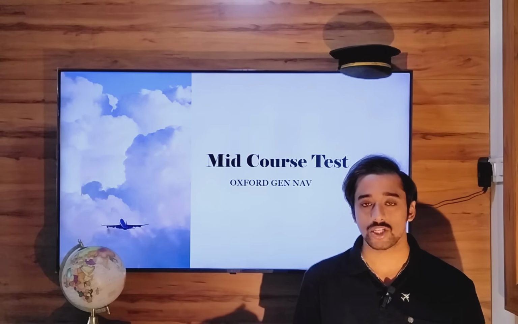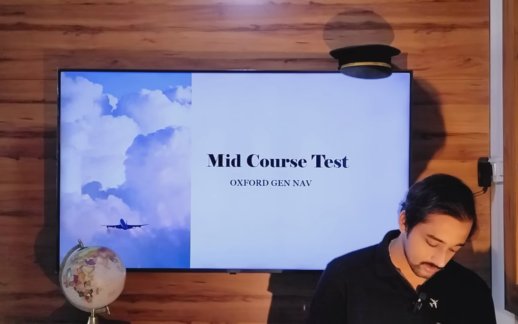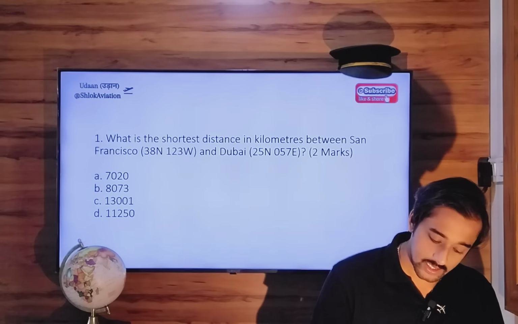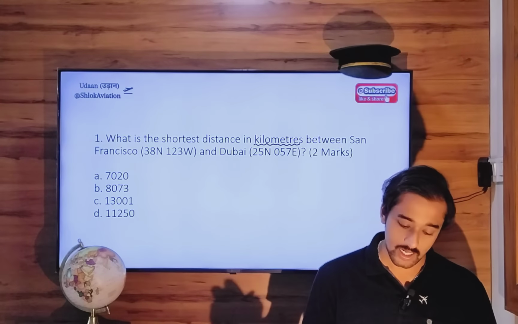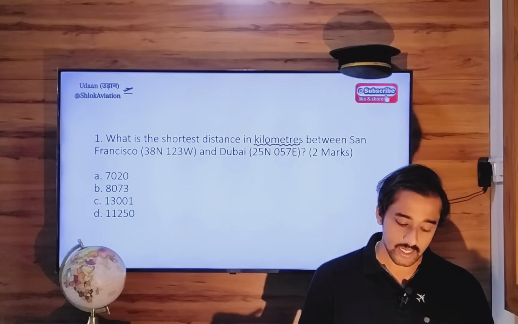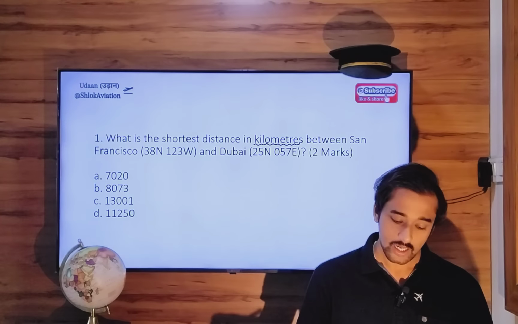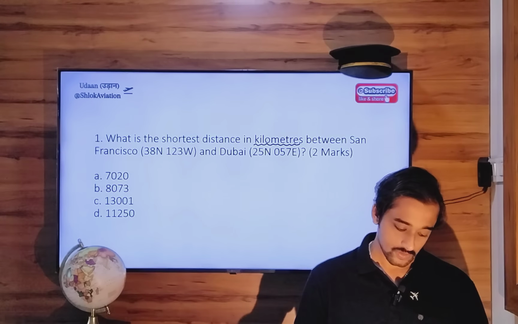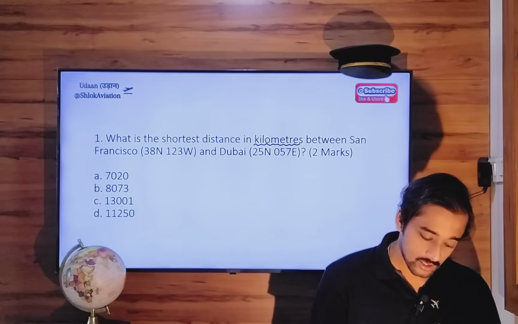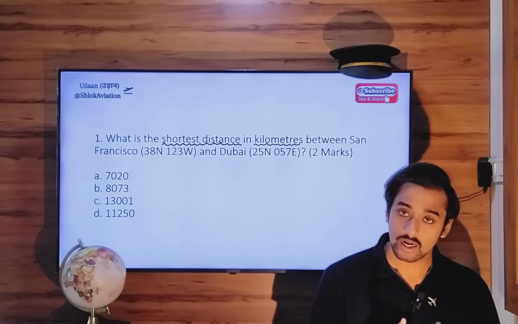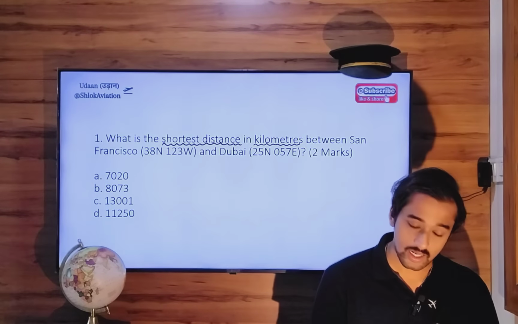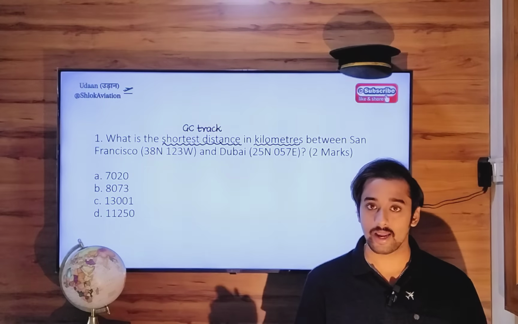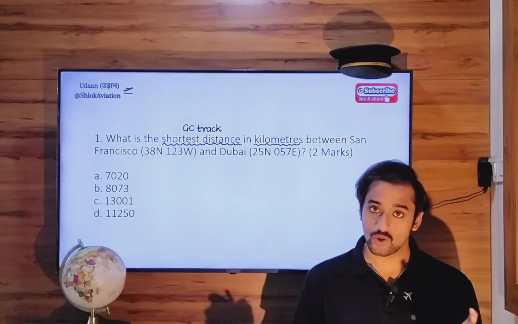So let's begin with question number one from the mid-course test, which is very simple. What is the shortest distance in kilometers? Kilometers is the key word here. Between San Francisco, 38 north, 123 west, and Dubai, 25 north, 57 degrees east. They are talking about the shortest distance, which is always an advantage of a great circle track. So we have to find the great circle distance between San Francisco and Dubai.